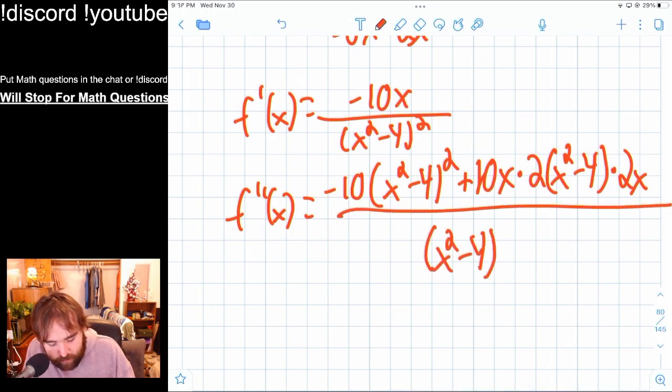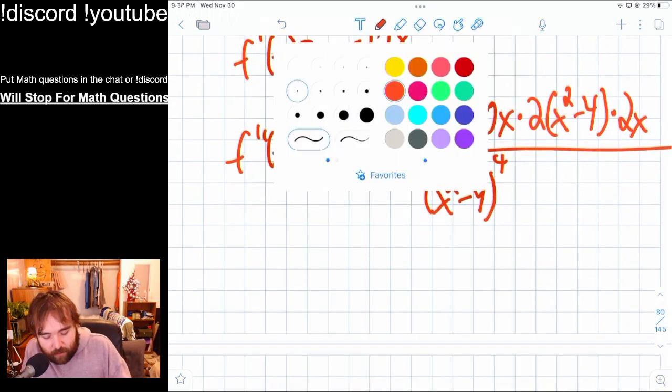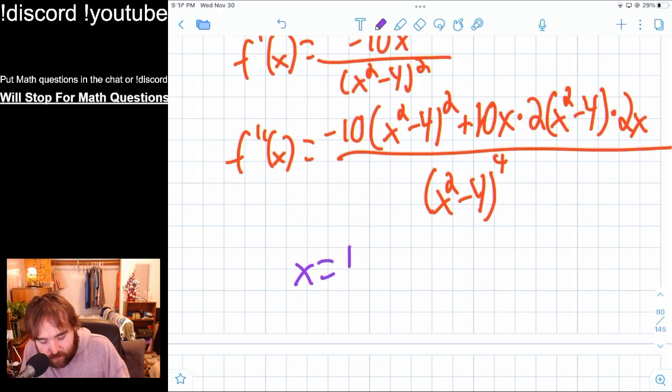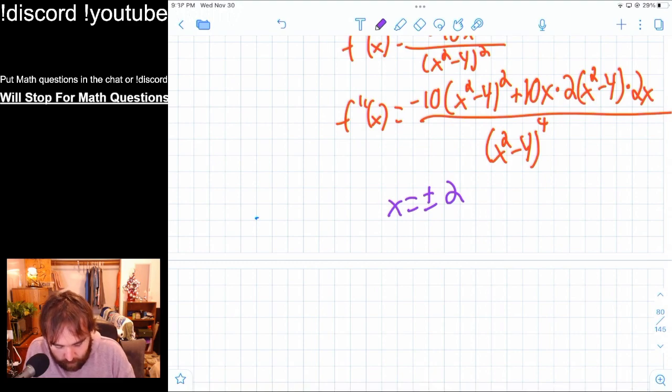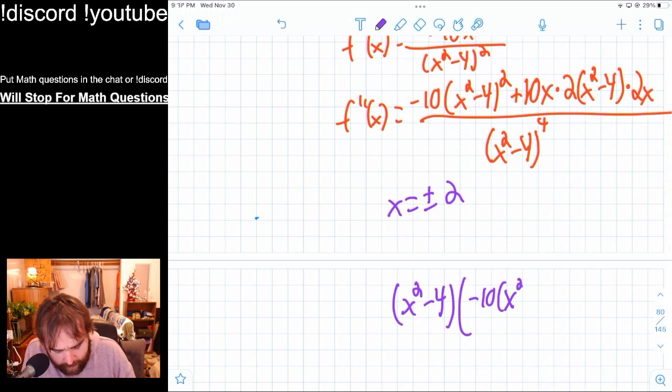But let's see, now there's asymptotes that we need to be worried about. So we do need to be concerned about when this is undefined. This is going to be undefined at x equals plus or minus 2, right? Because that's when we're going to be dividing by 0. So those we're going to have to look at. And then we got to say when is the top equal to 0. So I'm going to try to do the same exact thing as last time. I'm going to factor out an x squared minus 4. So then I've got -10 times x squared minus 4 plus 40x squared.